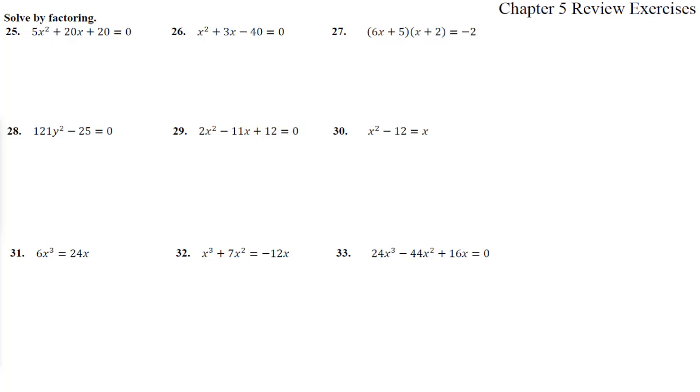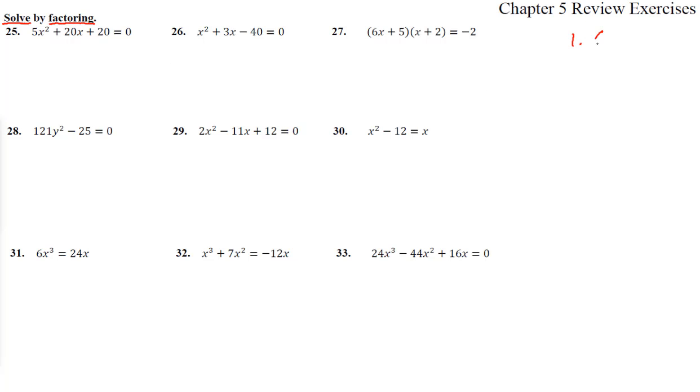Here we are in Chapter 5, Review Exercises numbers 25 through 33. Now we are solving by factoring. And remember, the whole purpose is we can't just combine the x's together like we did back in the earlier chapters and solve the equation because they are not like terms. That is impossible. So we had to come up with a new way of solving, and that is getting it equal to 0 and factoring.